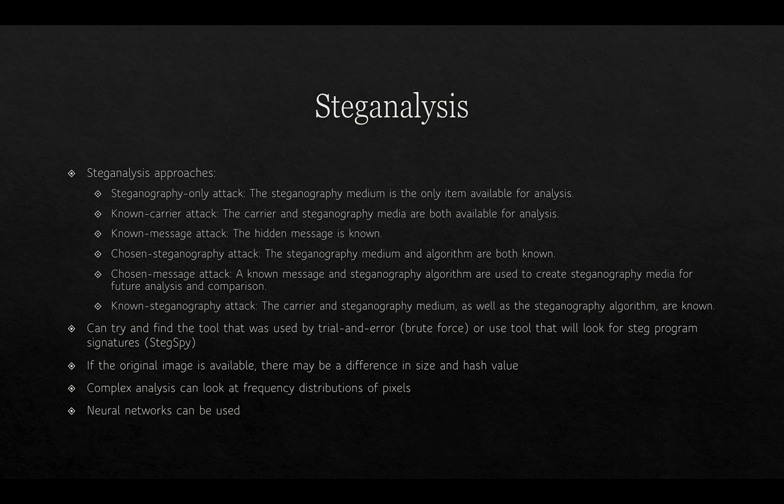There are tools that will try and find the hidden messages by brute force, and we can look for steganographic program signatures, and there's an application called StegSpy that will do that. If the original image is available, we may be able to look at the difference in size and hash value, and otherwise we can use things like complex analysis that looks for frequency distributions of pixels, and neural networks can also be used. Now, of course, this could be further complicated by encrypting the message before hiding it in an image, and so it's actually a pretty secure way of transmitting messages.